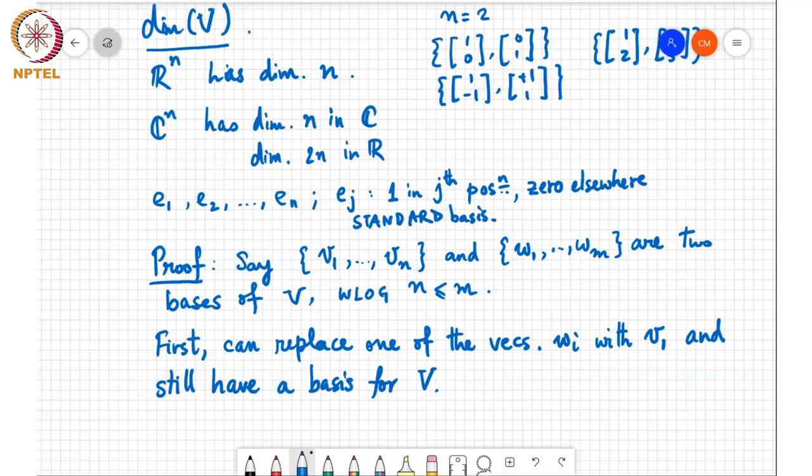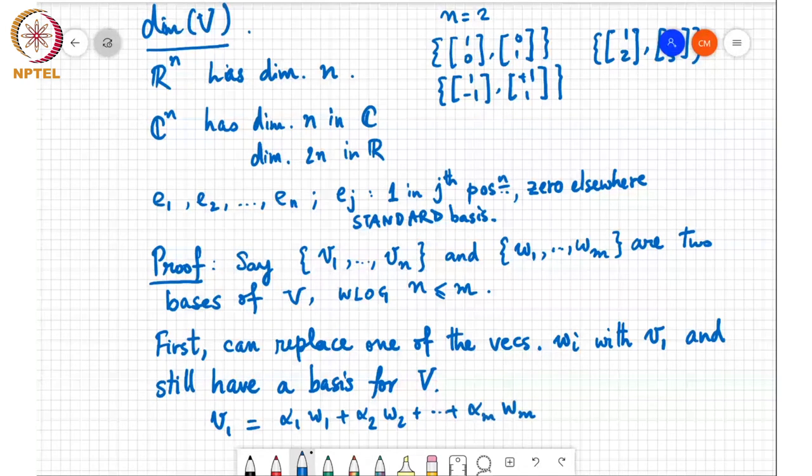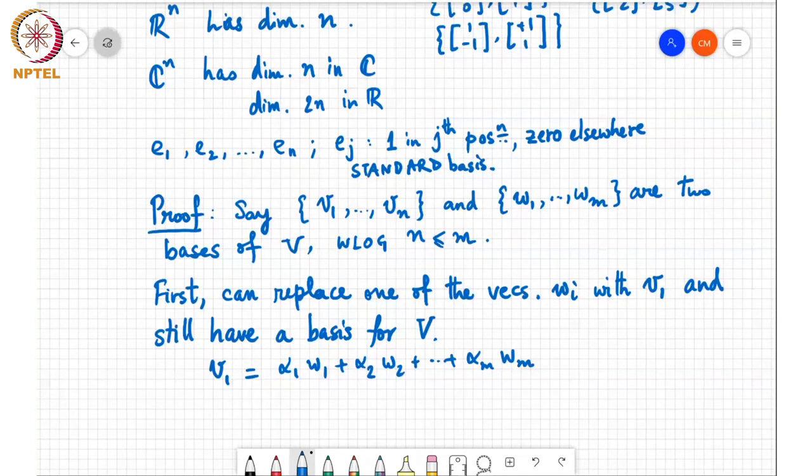So why is that true? That's because suppose V1 was equal to alpha 1 W1 plus alpha 2 W2 plus ... plus alpha m Wm. I can always do this because W1 through Wm is a basis for this vector space V, and V1 to Vn are also vectors that sit in V. So if I take V1, it's a vector that's lying in V, and so it can always be represented as a linear combination of W1 through Wm. And obviously, not all these alphas are going to be equal to zero, because if I make all the alphas equal to zero, then the right hand side is zero and the left hand side is not. Okay, so not all alpha i are zero.